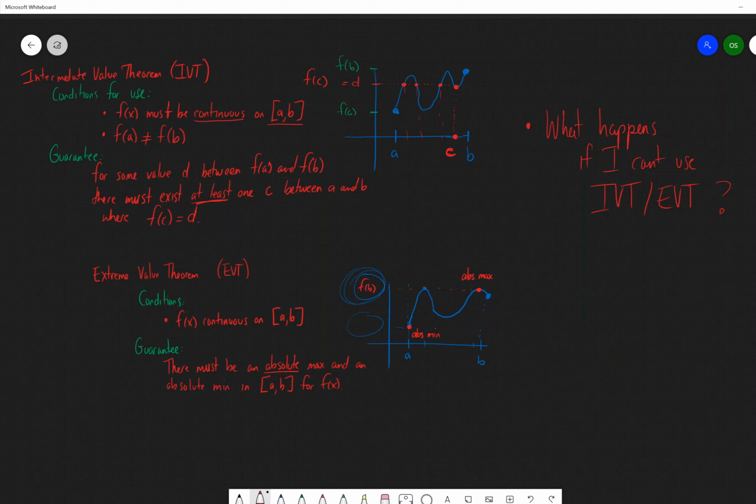So that's our run through with these two theorems.